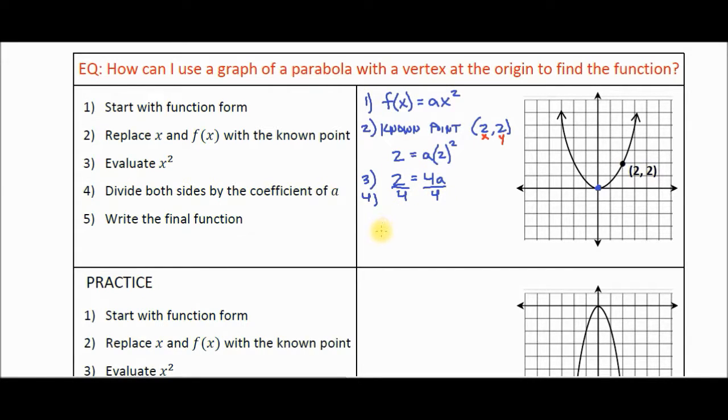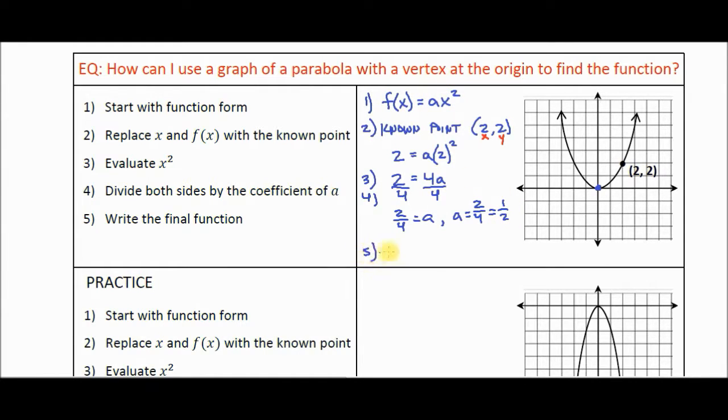And that's going to leave us with the equation 2 over 4 equals a, which means that a is equal to 2 over 4. We can reduce that to 1/2. So now we know what a is. A is 1/2, and we're done, class.